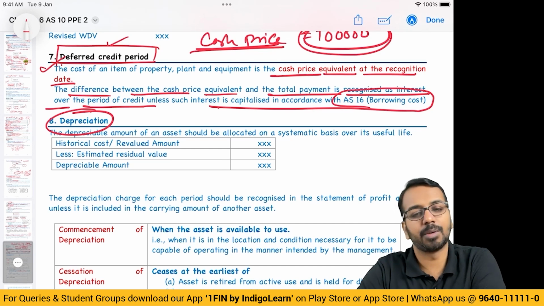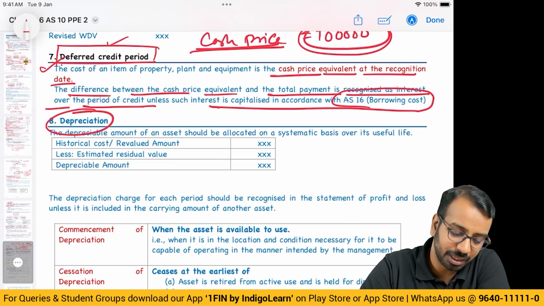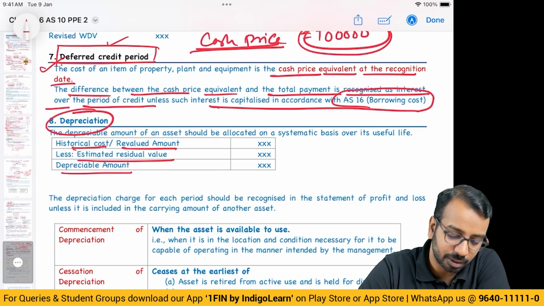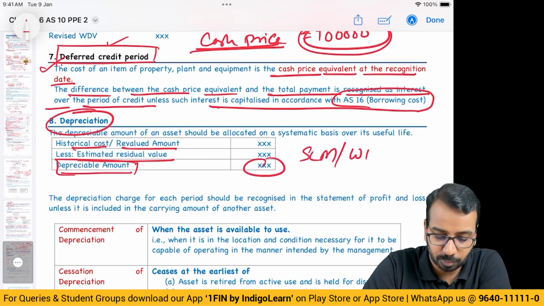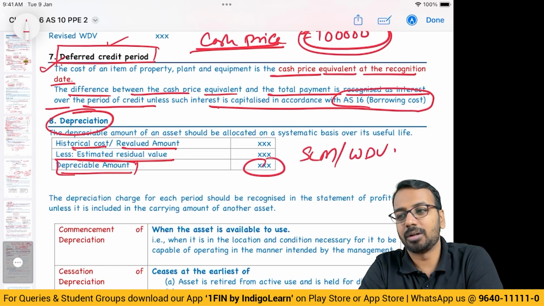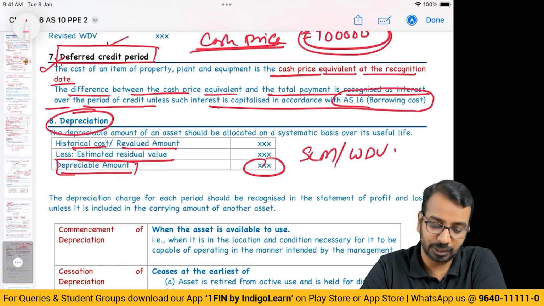Depreciation, you have learned since your foundation days. For depreciation, you will take either the cost or revalued amount minus residual value, and that will be the depreciable amount. For this you can use SLM or WDV or any other method which is a systematic representation.